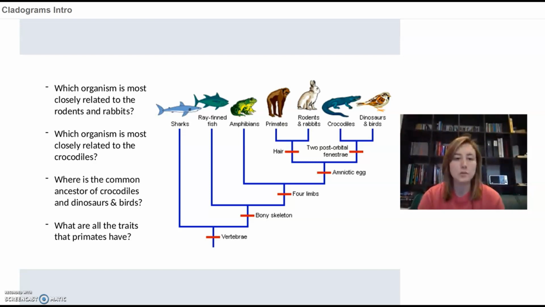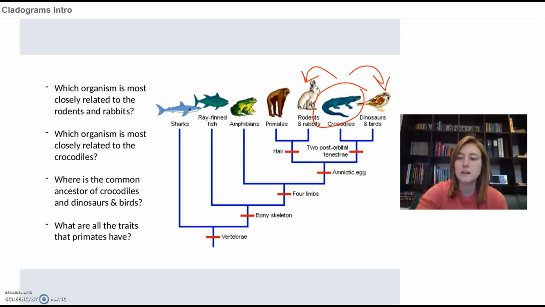It says, which organism is most closely related to the crocodiles? So first I'm going to look at my cladogram and find where it says crocodiles. And I need to find which organism is most closely related. Again, my students usually say one of the two organisms that are next to the crocodiles, and that's a good guess, but we need to figure out which one specifically.